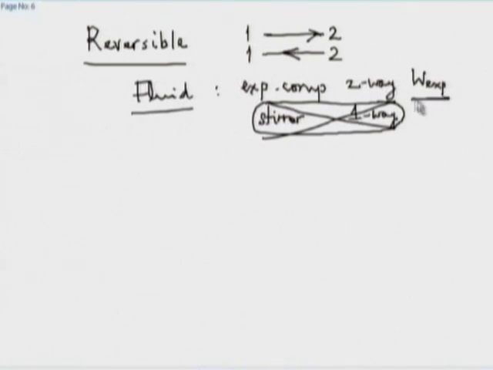For a fluid, remember, which is a simple substance, so there is a simple system, there is only one mode of work, two-way work, that is expansion work. So for a reversible process, since there cannot be any other mode of work, for a reversible process for a fluid, W will be W expansion.